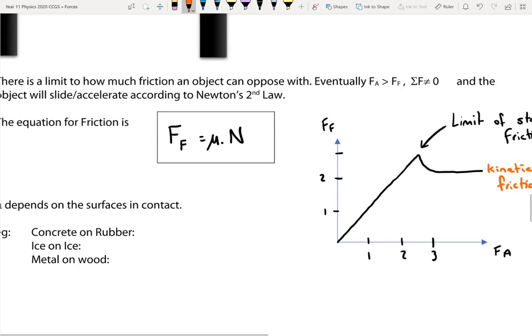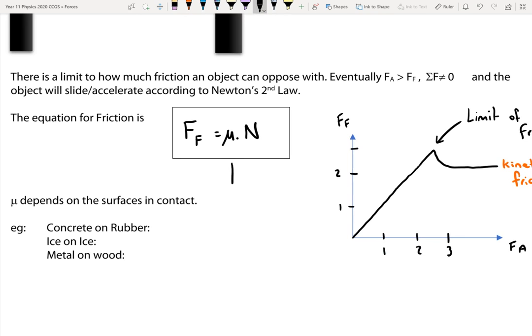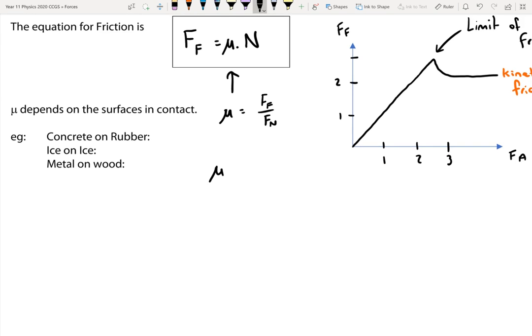Now, this coefficient, if we rearrange for the coefficient, you can see it's equal to a force divided by a force, so it's got no dimensions. It is simply a number between 0 and 1. So you could say mu ranges between 0 and 1, where 0 equals no friction. So think the air hockey table, the air hockey puck drifting along. And 1 is lots of friction.